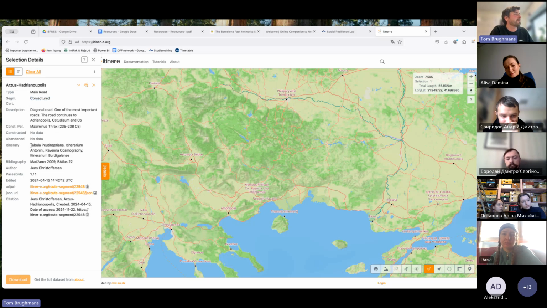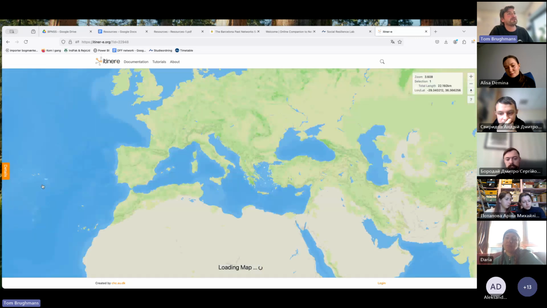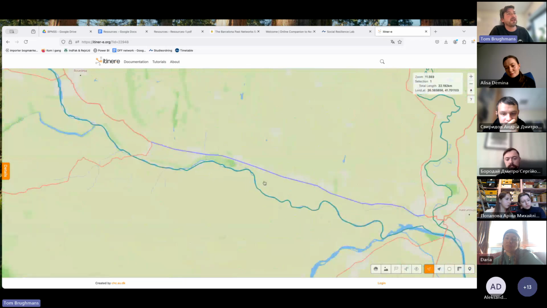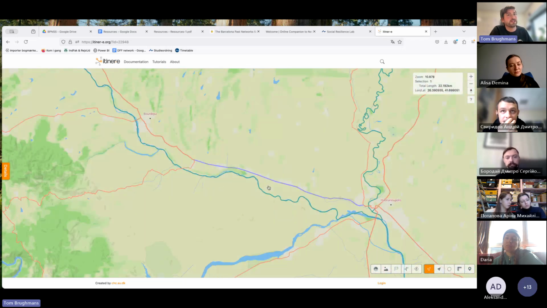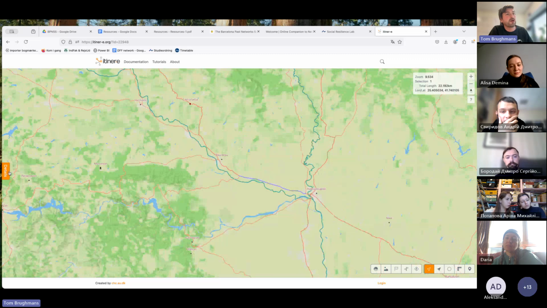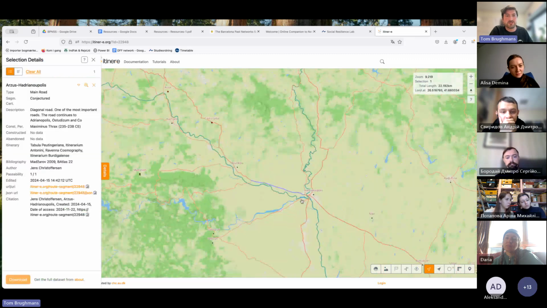And then we have additional information about it, such as the bibliography based on which it was digitized, and it has a unique resource identifier, which means you can give this link to someone, and you can cite this link, it's stable, and this allows this road to be linked to other resources. For example, we are linked to Pleiades, the gazetteer of ancient places.